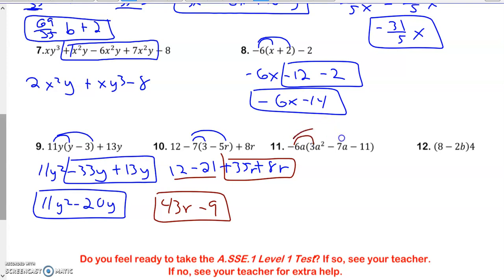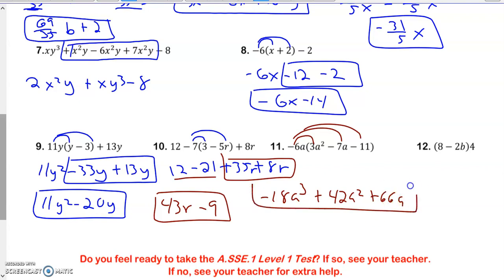And taking a look at the next one, I'm going to distribute. So I'm going to get a negative 18a to the third. Two negatives make a positive, and I get a 42a to the second. And that's going to get me a positive 66a. Now, none of the a's are the same, so I can't combine them. So when I do the last one, I'm going to get 32 minus 8b, but to have it in standard form, it's going to be negative 8b plus 32.